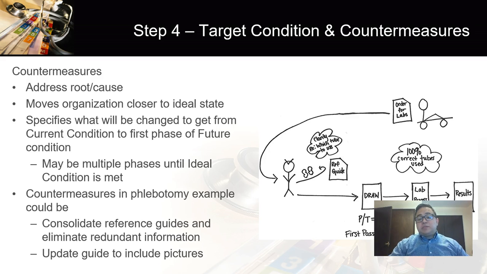Countermeasures are some of the incremental steps or measures we put in place to get us closer to the ideal state. They are a large part of the future state we are trying to strive towards, and they address the root cause of our specific waste under inspection. It may require multiple A3s and multiple future states to get to an ideal condition state, but we should spell them out visually. Going back to our phlebotomy example, some countermeasures could include consolidating the reference guides, moving away from 4 down to say 2 or 1. Alternatively, we could make the guides more intuitive. Adding visuals may increase their penetration and ease of use.